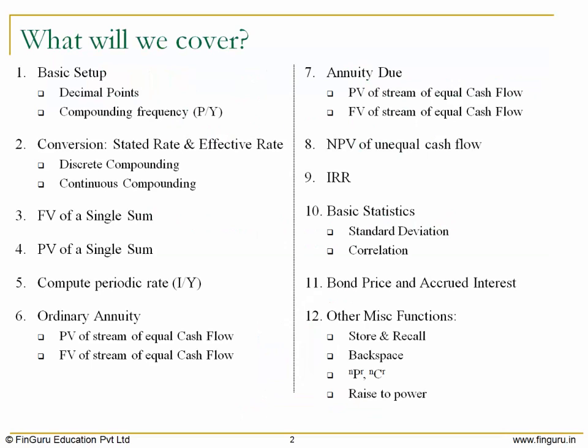We will cover the basic setup of the calculator, like for example the number of decimal points that you would like to view while using the calculator, setting the default compounding frequency, converting the stated annual rate into the effective annual rate using discrete and continuous compounding, calculating the future value and the present value of a single sum of money, computing the periodic rate given the future value and the present value, computing the present and the future value of an ordinary annuity and an annuity due, computing the net present value of an unequal cash flow, the internal rate of return, and the basic statistics such as standard deviation, correlation, and some other functions as we go along.